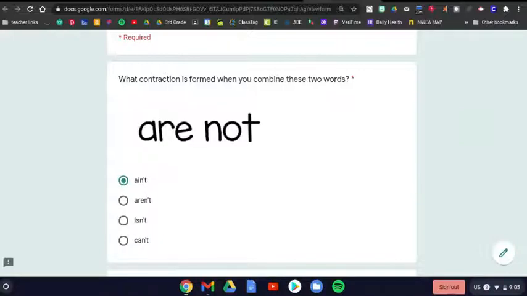Your first clue is to look at your first word, and our first word is are. Our first word does not change, so I need to look at my answer choices and find which one has the word are in it. Ain't doesn't have the word are. Aren't has the word are, so it could be that guy. Isn't doesn't have the word are, and can't doesn't have the word are. So the one that has are is aren't, A-R-E, smoosh it, N-apostrophe-T becomes the word aren't. So you're going to click on this word, click in the white, and scroll down.